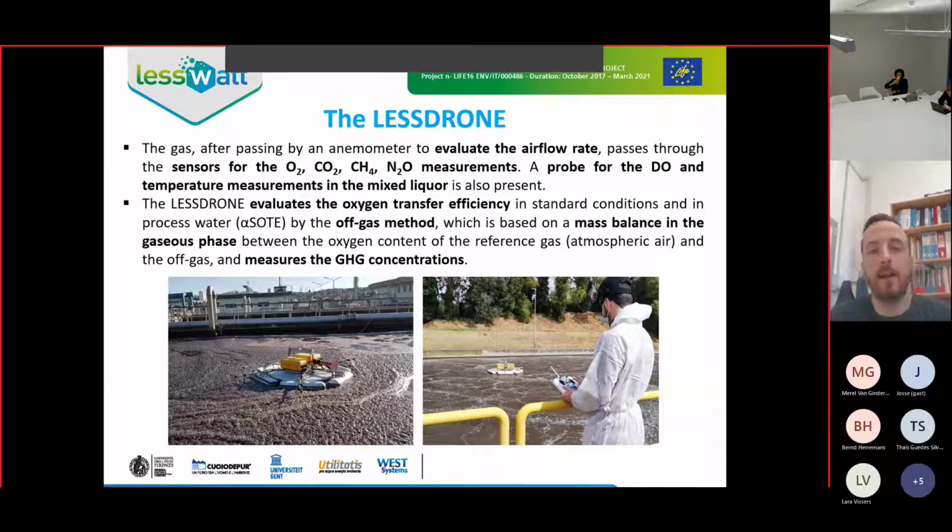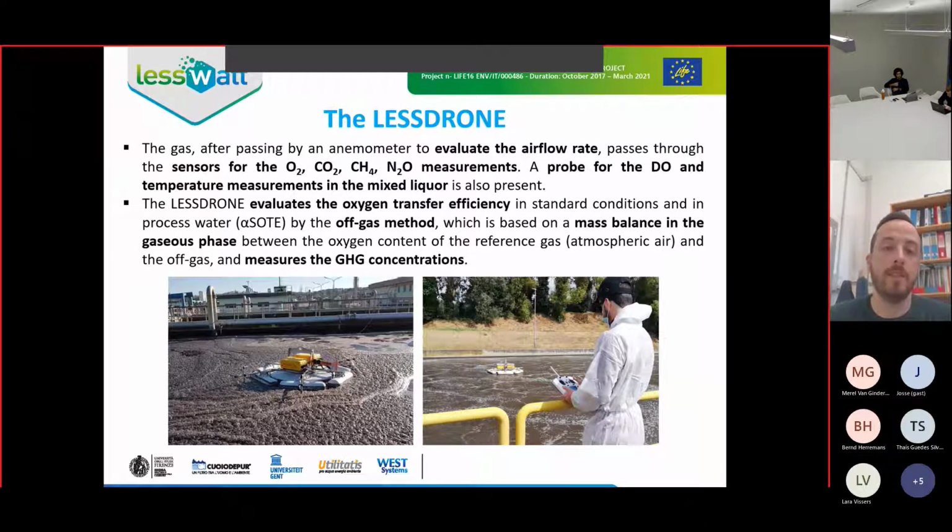The gas passes by an anemometer to evaluate the airflow rate, and then passes through the sensors for the oxygen measurements and for the GHGs concentration measurements, so the CO2, the CH4 and N2O. There also is a probe for the DO and temperature measurements in the mixed liquor.